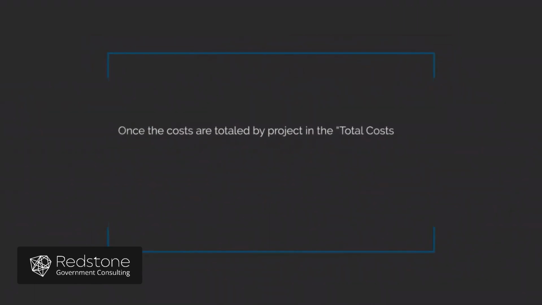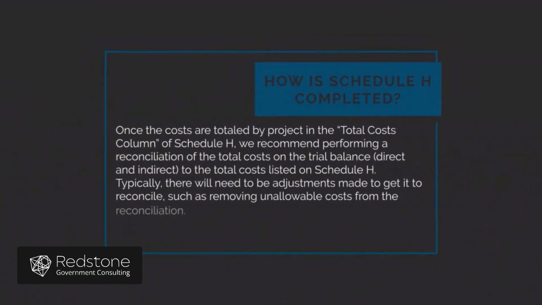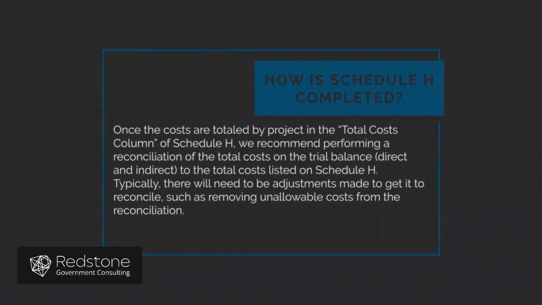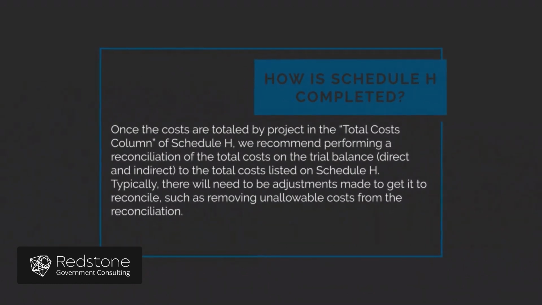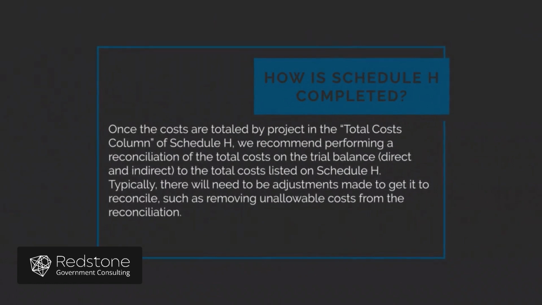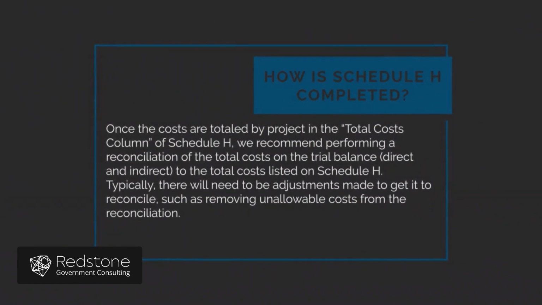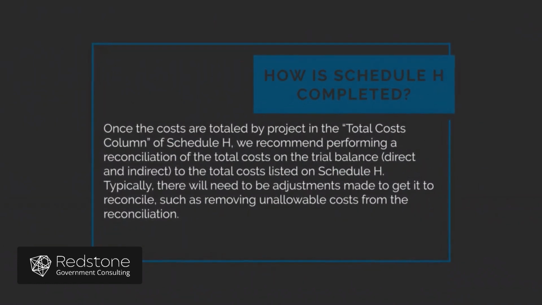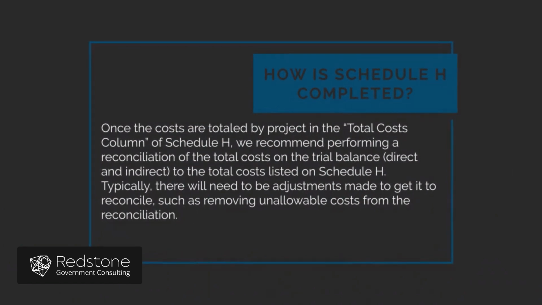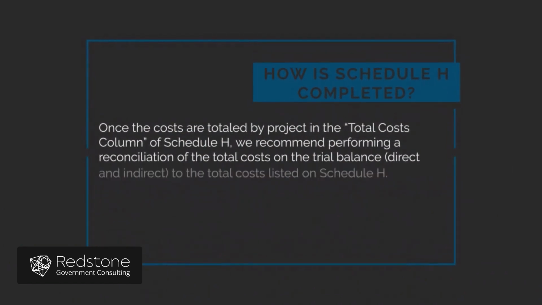Once the costs are totaled by project in the total cost column of Schedule H, we recommend performing a reconciliation of the total costs on the trial balance, both direct and indirect, to the total costs listed on Schedule H. Typically, there will need to be adjustments made to get it to reconcile, such as removing unallowable costs from the reconciliation.